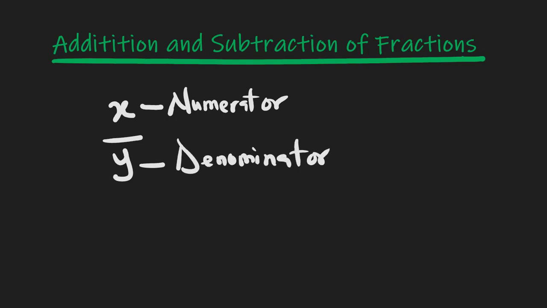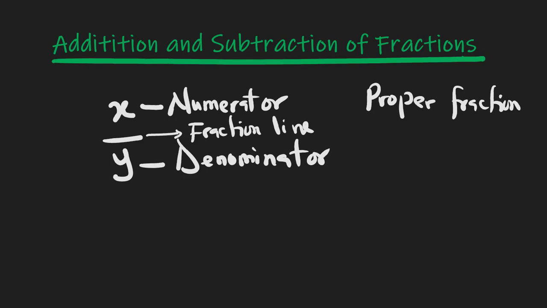So the one at the top is known as the numerator, while the one at the bottom is known as the denominator. Then this line here is called the fraction line, right? So numerator, denominator, and the fraction line. The fraction line is the line that divides the numerator from the denominator. And one thing we need to understand again is that fractions come in two types, and the first type is proper fraction, and the second type is improper fraction.